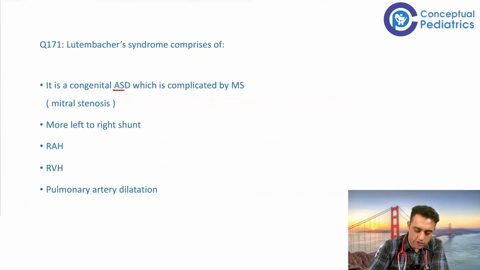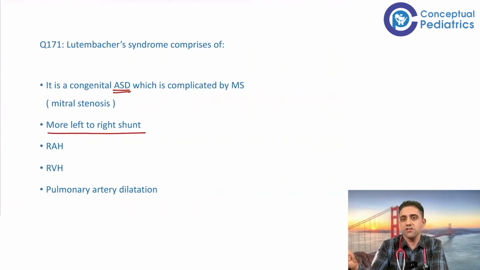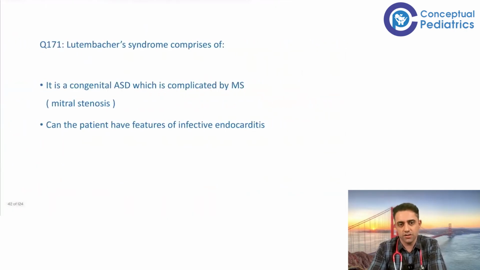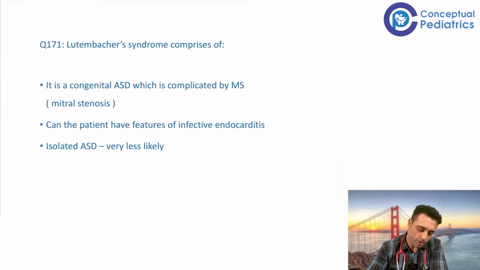Because of the atrial septal defect, as I just told you, the patient will have more left to right shunt, and more because mitral stenosis is also there. So more left to right shunt means more right atrial and right ventricular hypertrophy and more pulmonary artery stenosis or pulmonary artery dilatation. So that's it. Very importantly, yes, that's true. And this is a very nice point, and that is because of more and more left to right shunts.